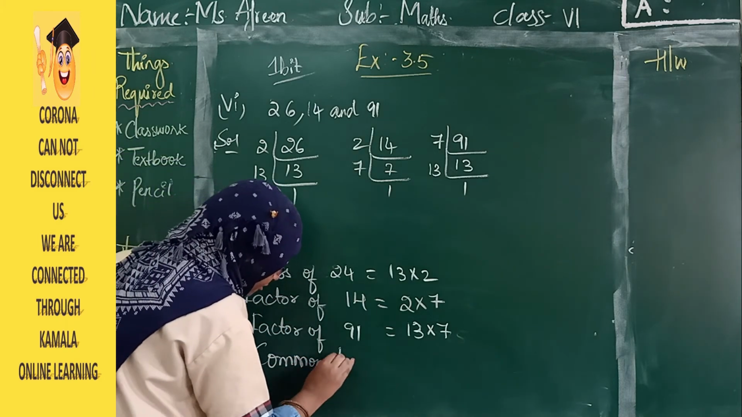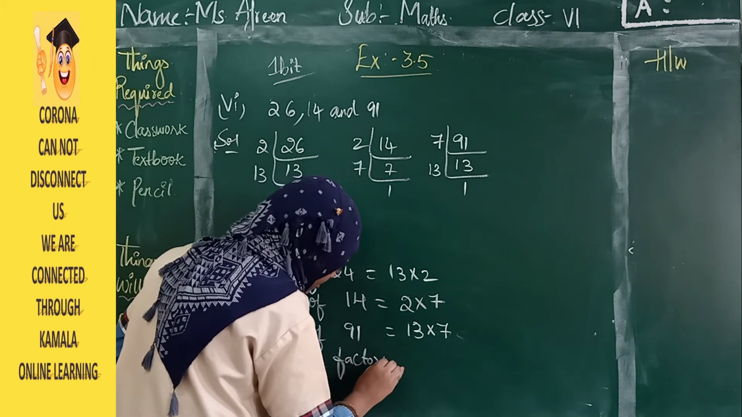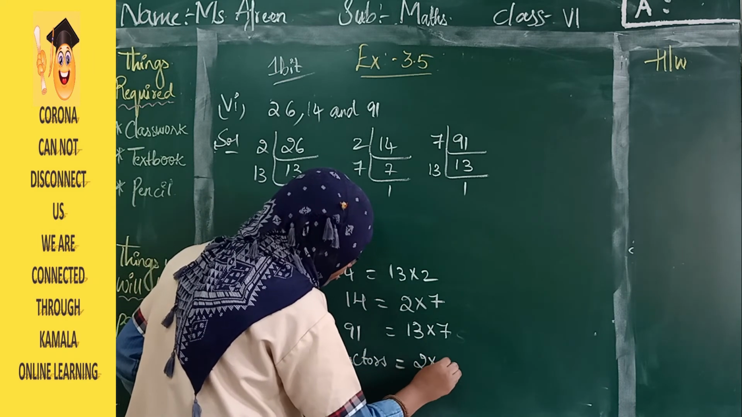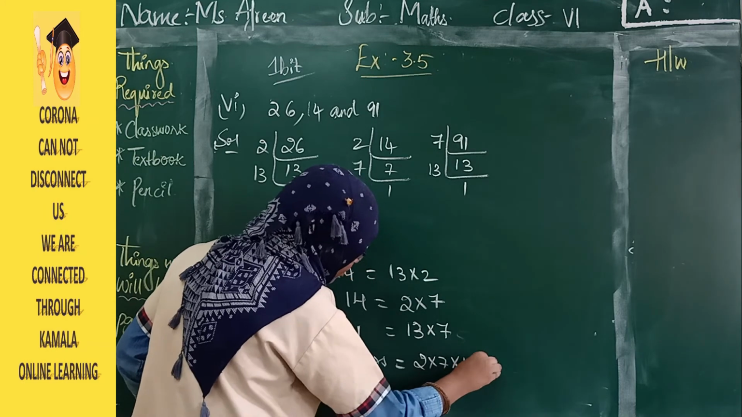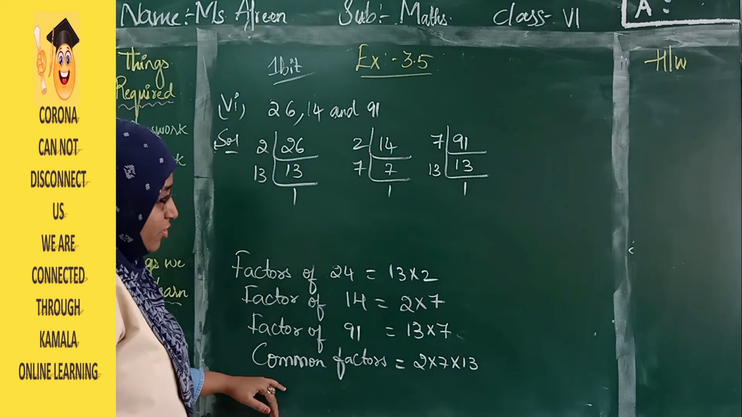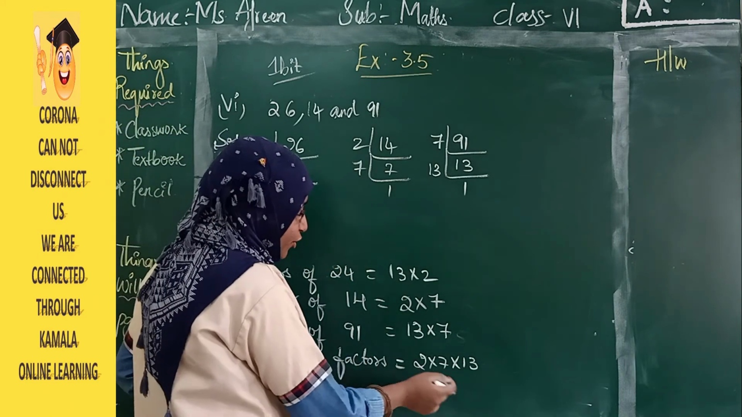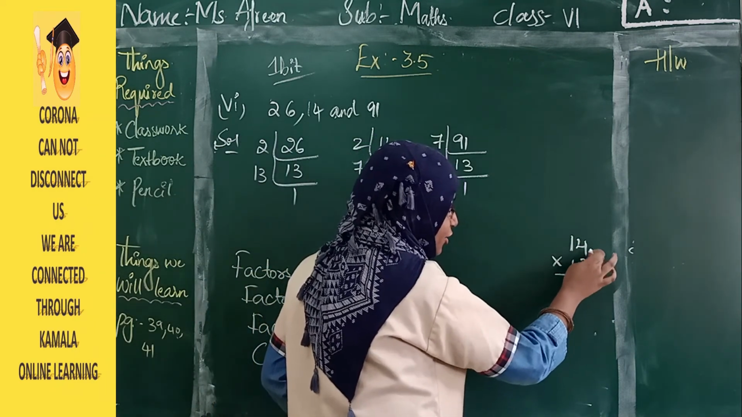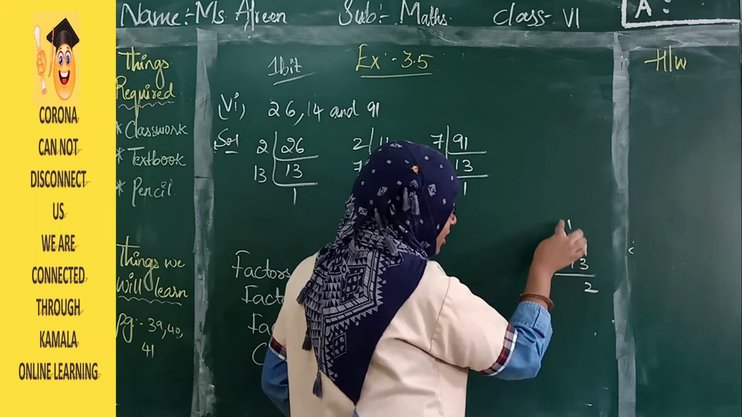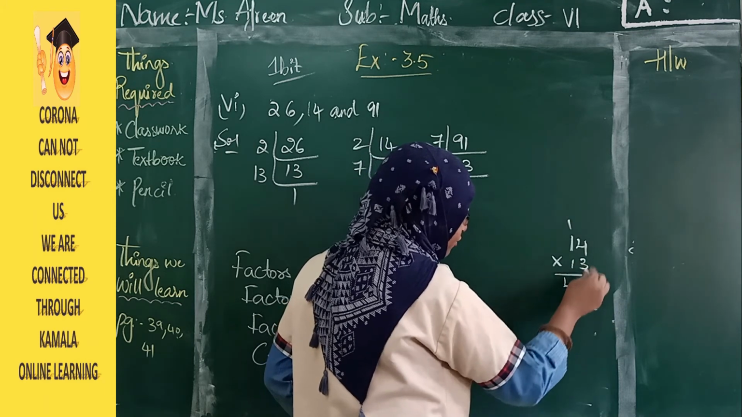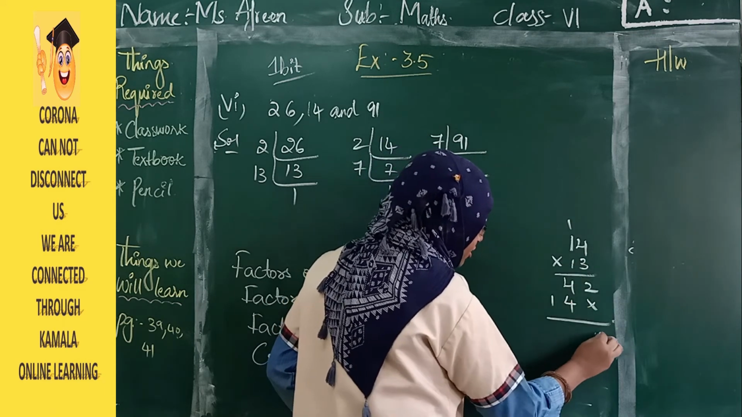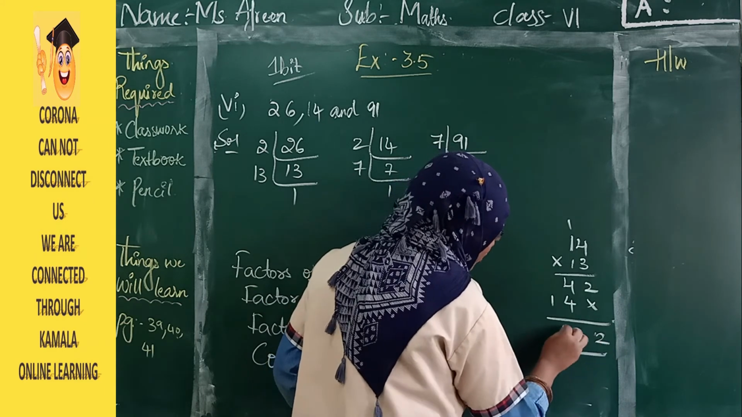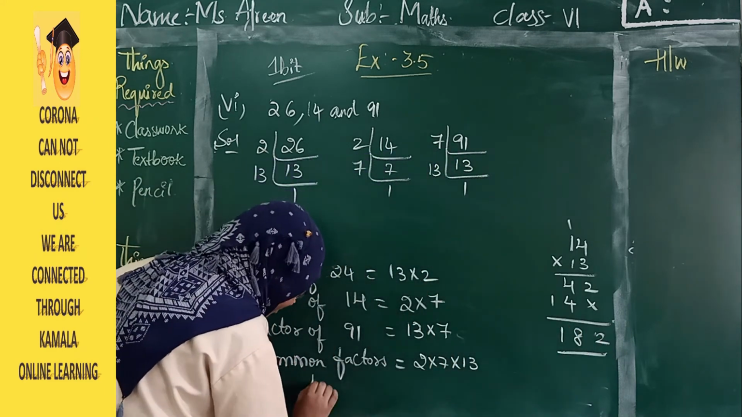Common factors is equal to 2 into 7 into 13. So 2 into 7 into 13, 2 sevens are 14. 14 into 13. 3 fours are 12, 3 ones are 3, 3 plus 1 is 4, into 1 fours are 4, 1 one is 1, 2, 8, 1. So 182 is the LCM.